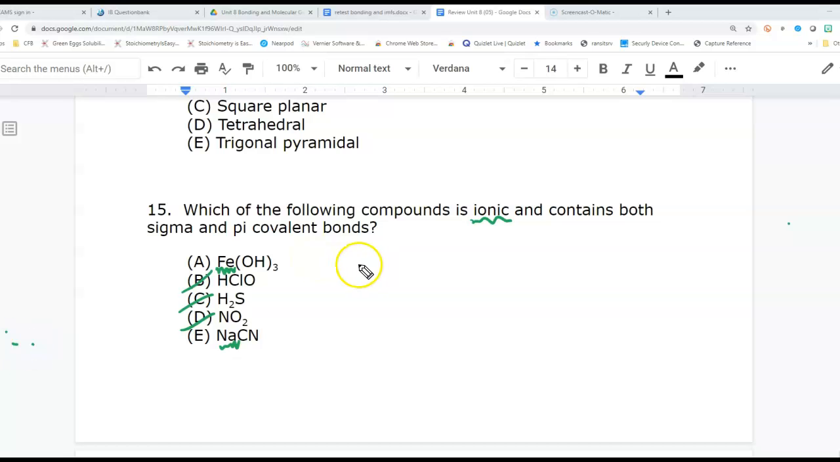And so when I look at FeOH3, I'm going to make the Fe3 plus molecule, and I'm going to have the O to H single bond here. And so that's actually what I have going on there. So this does not contain any pi bonds. So it must be this one down here, E.